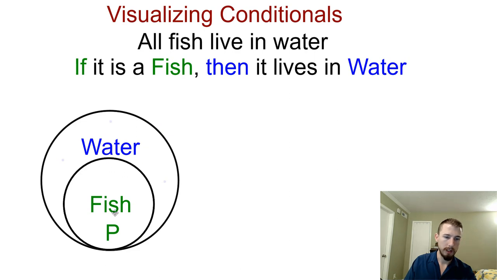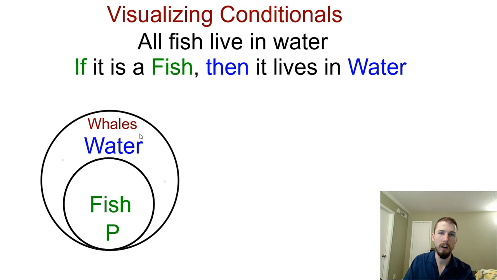Whenever we write this, it's going to be P and Q. The point I'm trying to make here is that there are other things that live in water that are not fish, such as whales. In general, we can say P implies Q means P is a subset of Q as well. Whether it's a proper subset, we'll talk about tomorrow. Anyway, there are other things that live in the water that are not fish, like whales or any other mammals.